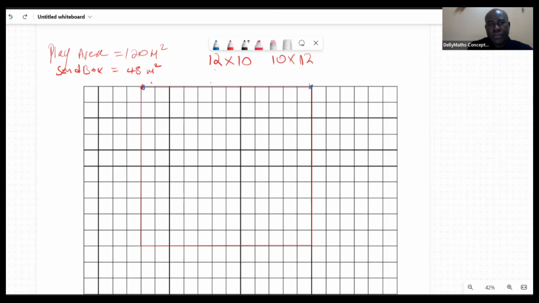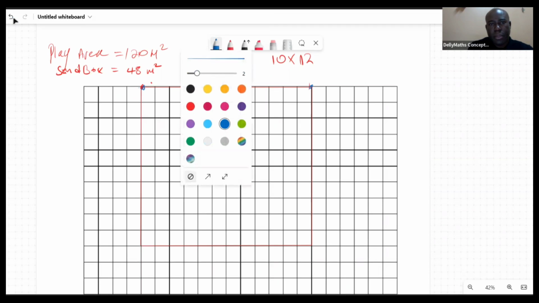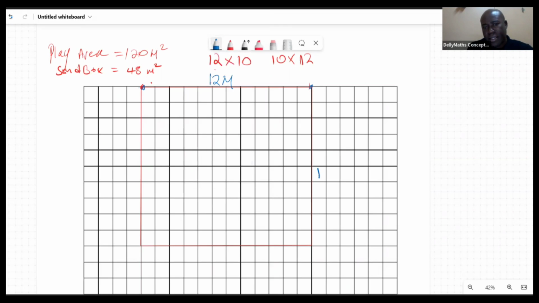So I'm going to put on the dimensions for this. This is 12 meters, and this is 10 meters. So 12 by 10, and that's my play area. Overall, this is the play area right now.